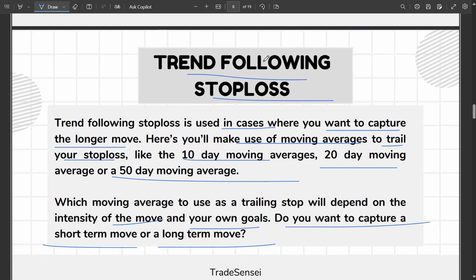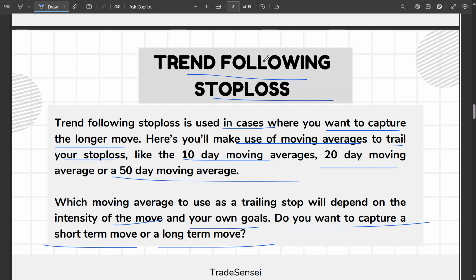So trend following stop is like, here you will be shifting your stop loss occasionally as the price is moving in your direction. So let's say you bought a stock and it started going up. Your original stop loss was, let's say, 5%, and the stock from your entry price has moved 10%. Now what you will be doing is shifting the stop loss with the price moving upwards, right?